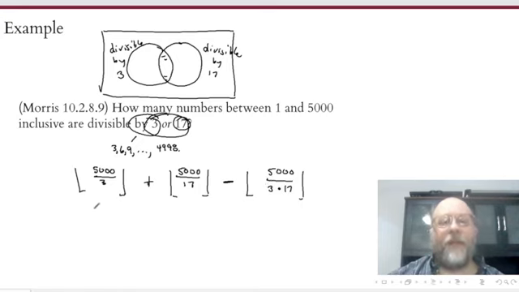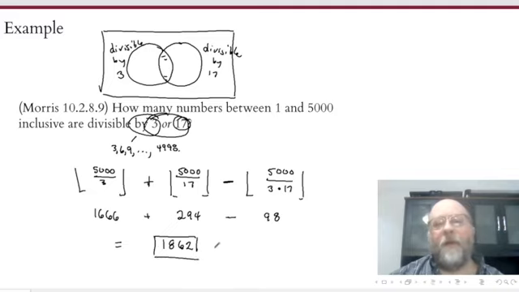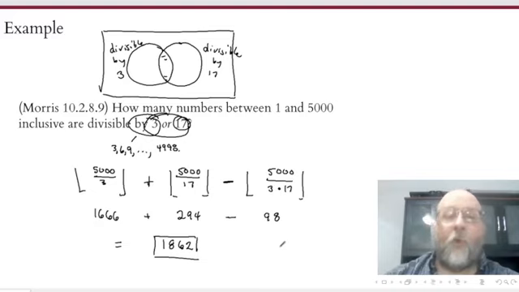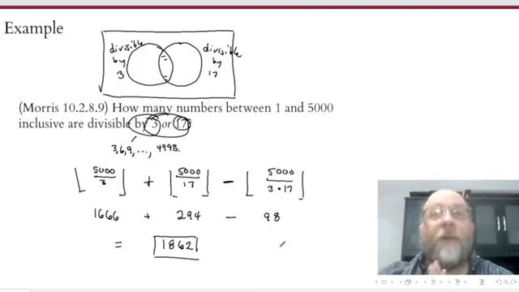5,000 divided by 3, drop the fraction, is 1666, plus 294 minus 98, and that leaves us with a grand total of 1862. And so the total number of integers between 1 and 5,000 that are divisible by 3 or 17, or both, is 1,862.